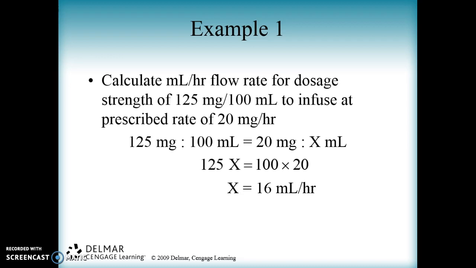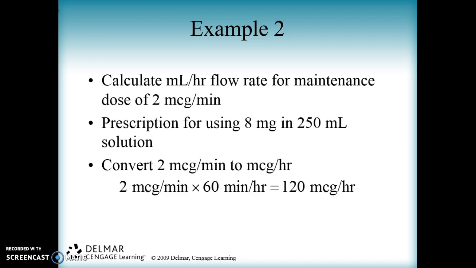Now, the second example on this slide deck shows you what happens if what the doctor ordered and what we have available are different strengths. This is an example of that. We're supposed to calculate the milliliters per hour for a maintenance dose of 2 micrograms per minute. So the dose ordered is 2 micrograms per minute. What we have available in stock is 8 milligrams per 250.